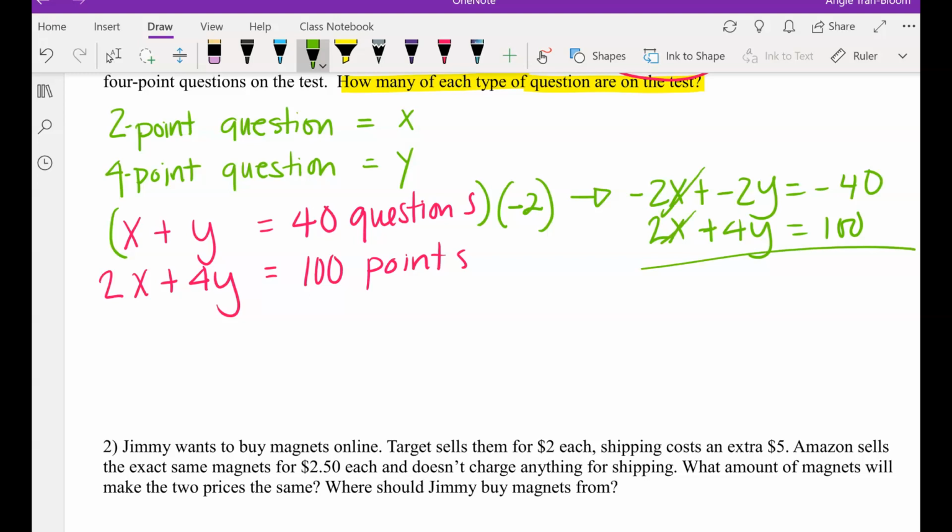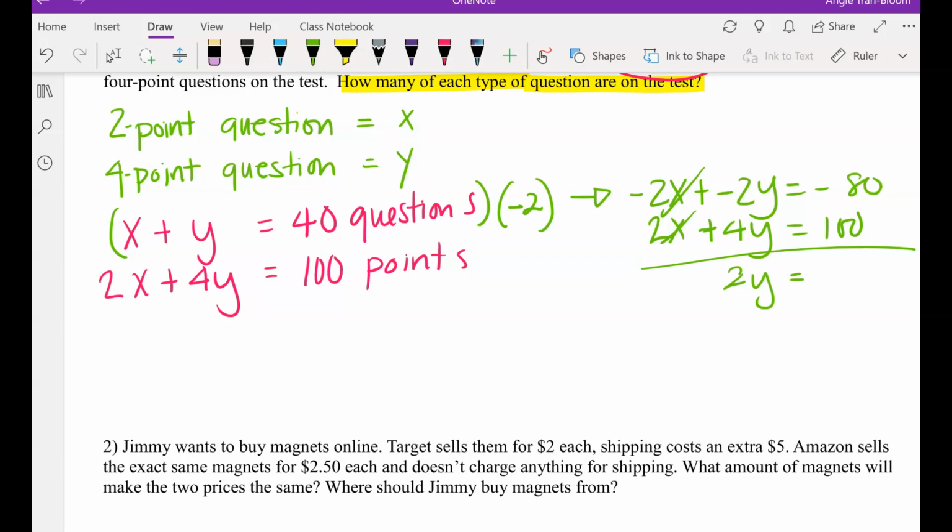Canceling out my x's, I currently have positive 2y equals 100 take away 40, which is what? 60? I'm sorry, yes, it should be -80. Where are we? -2 times 40. Oh, yeah, I forgot that one. Thank you, Brandon. Good eye.